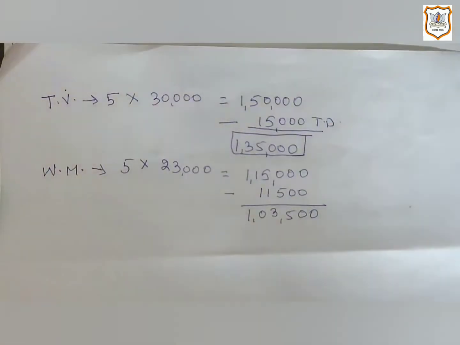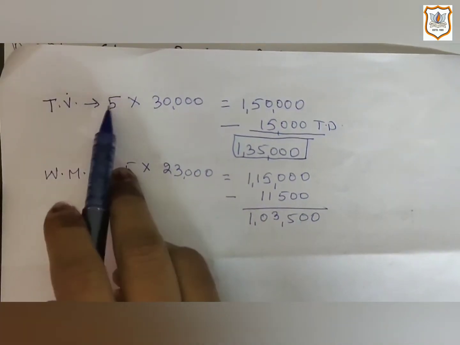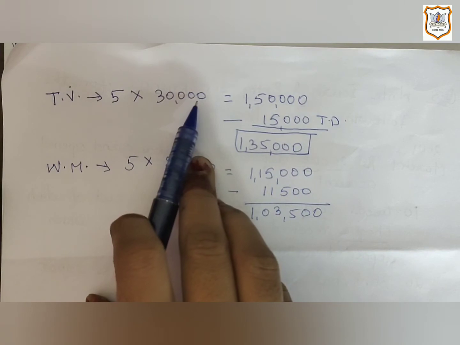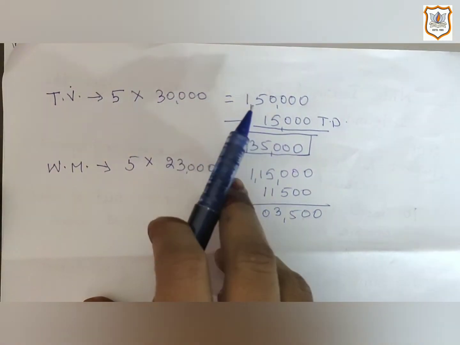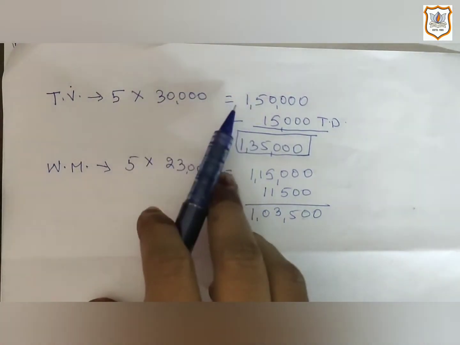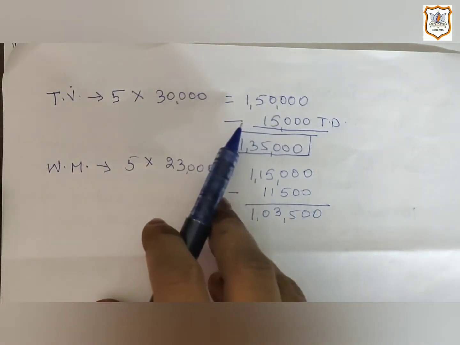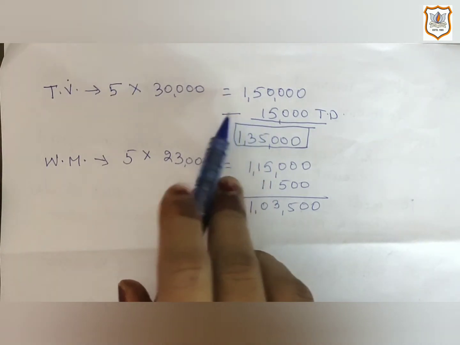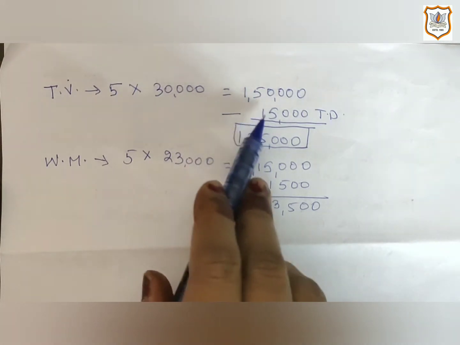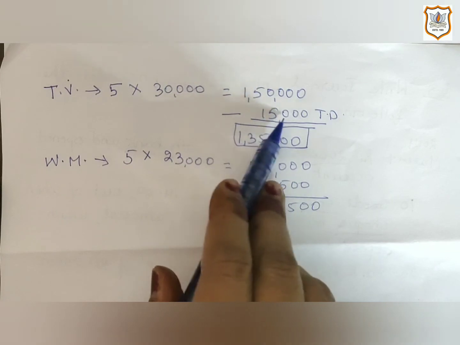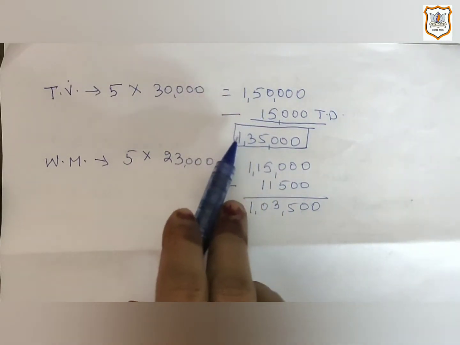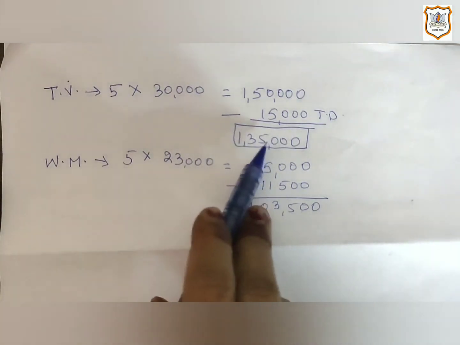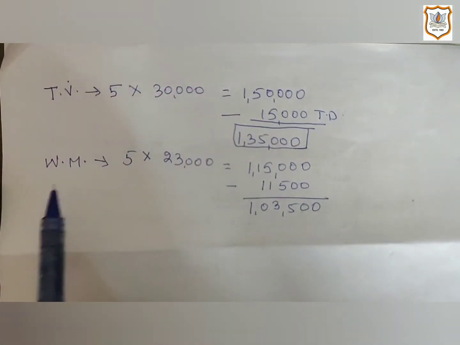So let us see the working note for this. Here 5 TV sets have been purchased and price of one TV set is rupees 30,000. So total amount of 5 TV sets would be 1,50,000 and trade discount that is given to us is 10%. So 10% of 1,50,000 is 15,000. By deducting it, we will get 1,35,000. That means we have to pay only 1,35,000 for TV sets.